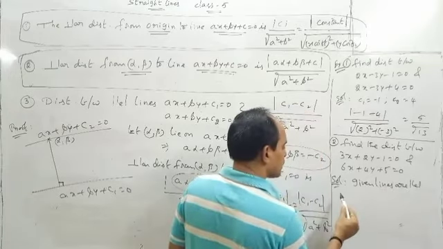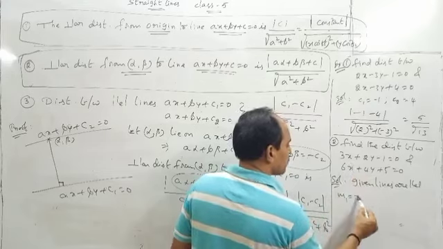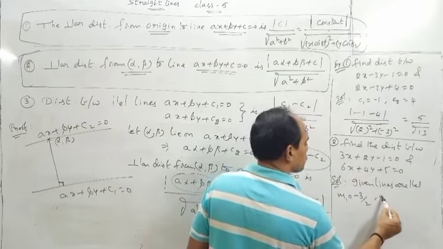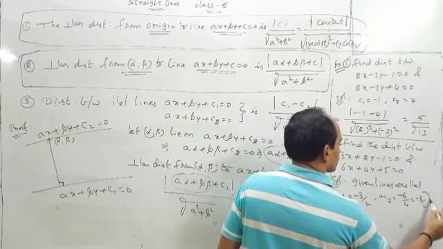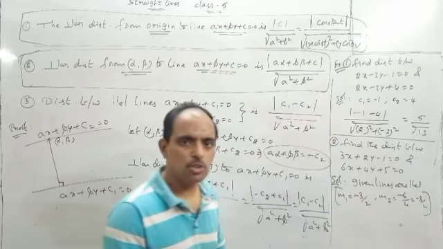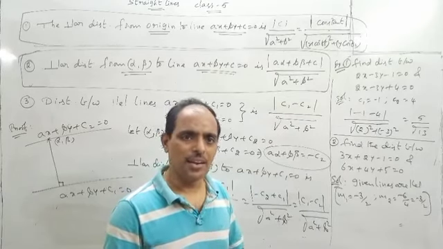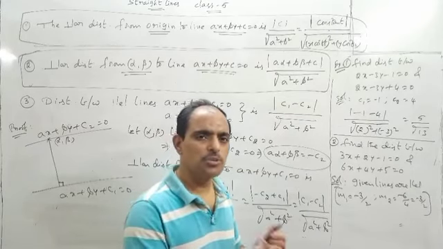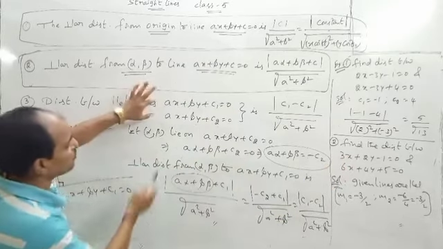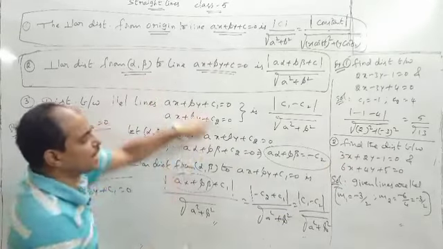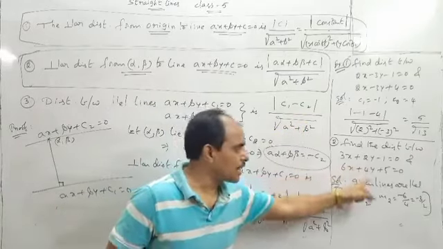How can we say that? First line slope, minus 3 by 2. Second line slope, the same. So slopes are equal. Whenever slopes are equal, the lines are parallel. Whenever lines are parallel, slopes are equal. Then how to find the distance? Our formula, if these two are equal only, we can write the formula. But those are not like that.